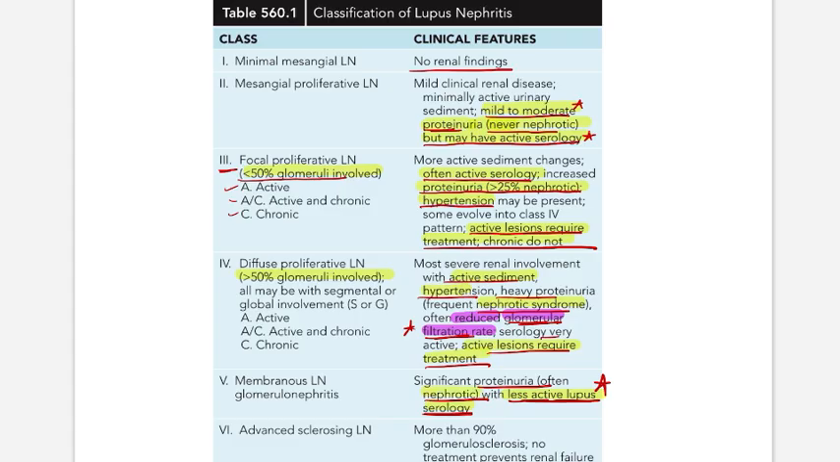The sixth, advanced sclerosing lupus nephritis. In this condition, there is more than 90% glomerular sclerosis. No treatment prevents renal failure. So this is also very much important. No treatment prevents renal failure. So this is the important classification of lupus nephritis, the WHO classification. Just go through it once, it is very important in this chapter.